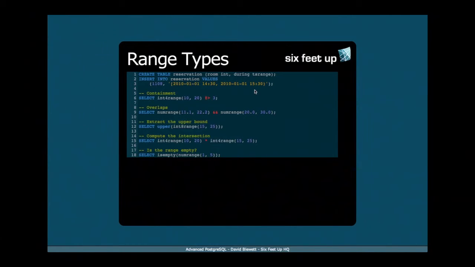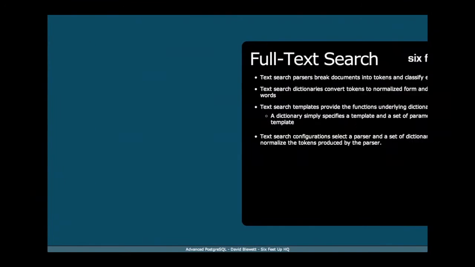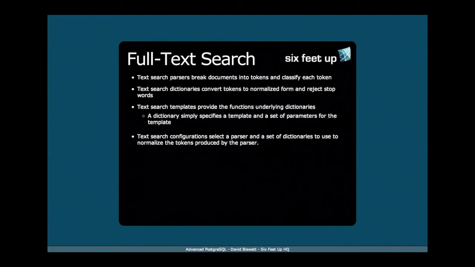Alright, moving on to some of the existing features that might not get as much use as the usual SQL data types. We'll talk about full text search, window functions, and foreign data wrappers. Postgres's full text search is pretty flexible. The default, if you create a new table and want to index a text value, is to use the current system locale, or you can create your own text search configuration, passing it different encoding parameters, custom dictionaries, different stemmers, things like that.